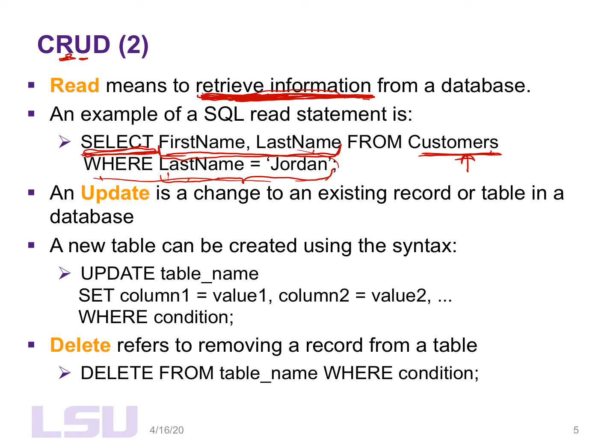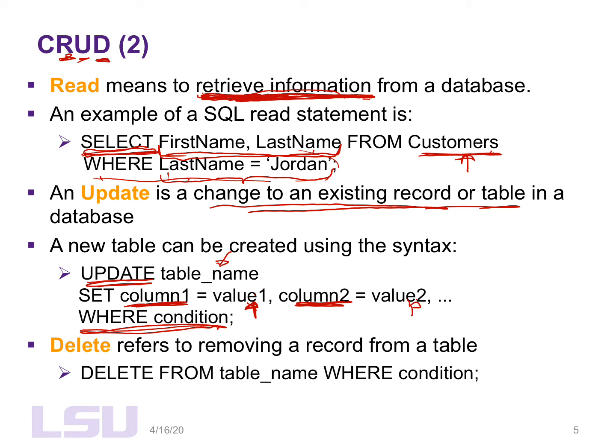We move on to U, update. If you want to change an existing record or table in a database, you use the update keyword. Update the table you want to update, then what fields in the table do you want to update, and what value do you want to put in there now. It used to be 24 years, now you want to change it to 54. You provide that value here, and you can use this condition, right? Optional.